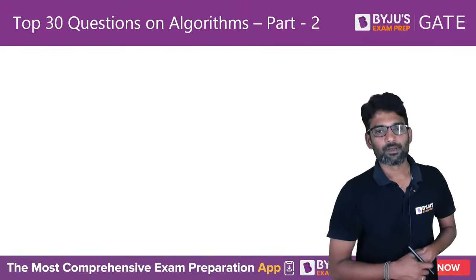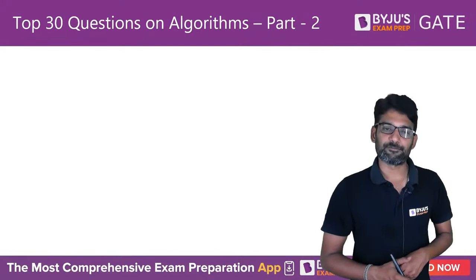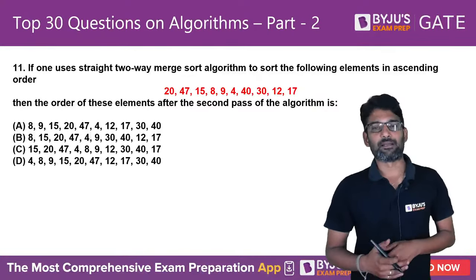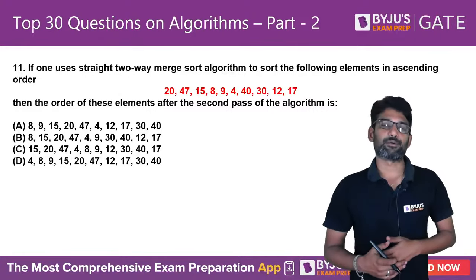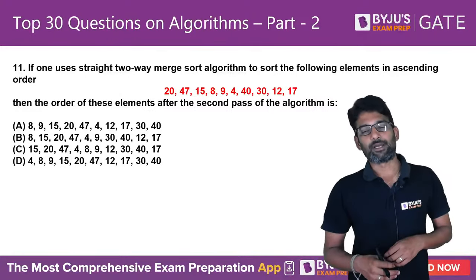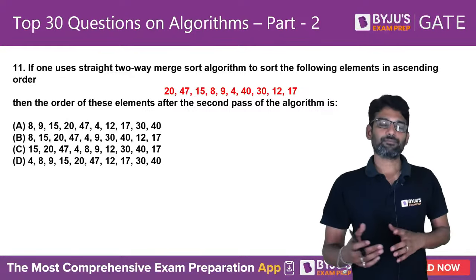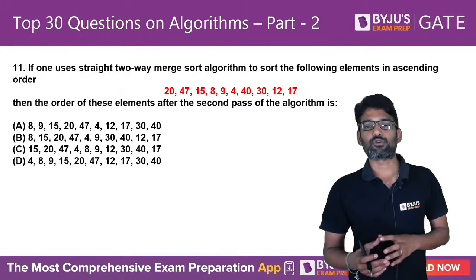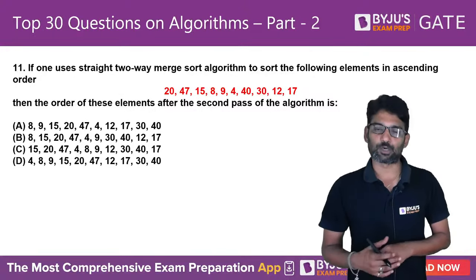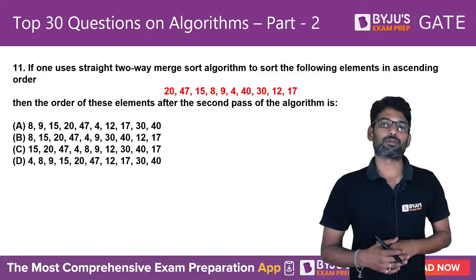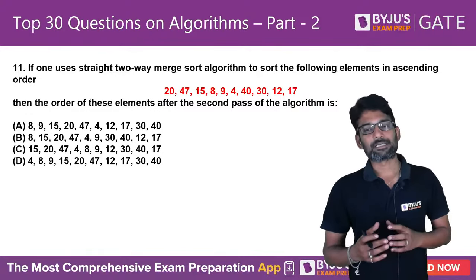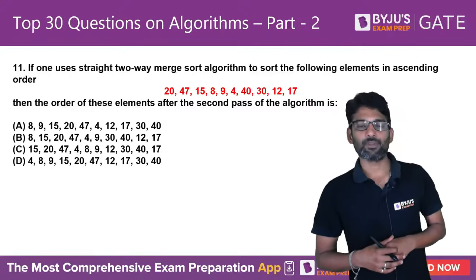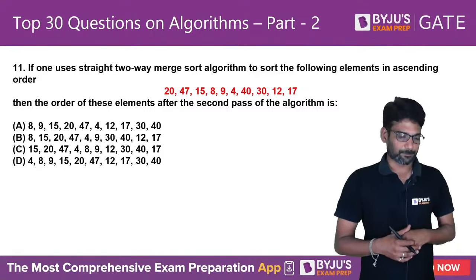Now, without any delay, let me present the very first question. Question number 11, because 10 questions are already over in the last class. Today, question numbering starts from 11. If one uses straight two-way merge sort algorithm to sort the following elements in ascending order, then the order of these elements after second pass of the algorithm is. What would be your answer for this question?